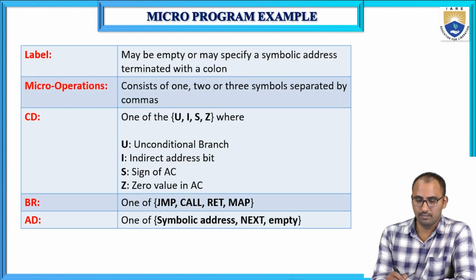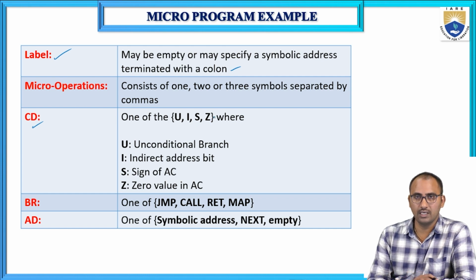Okay. Label. So what is label? Label may be empty or may specify a symbolic address terminated with a colon. Micro operation consists of one, two, or three symbols separated by commas. And the condition field is one of the conditions we have already seen: unconditional, indirect bit, sign of a register, zero value in accumulator. They are represented with U, I, S, Z.